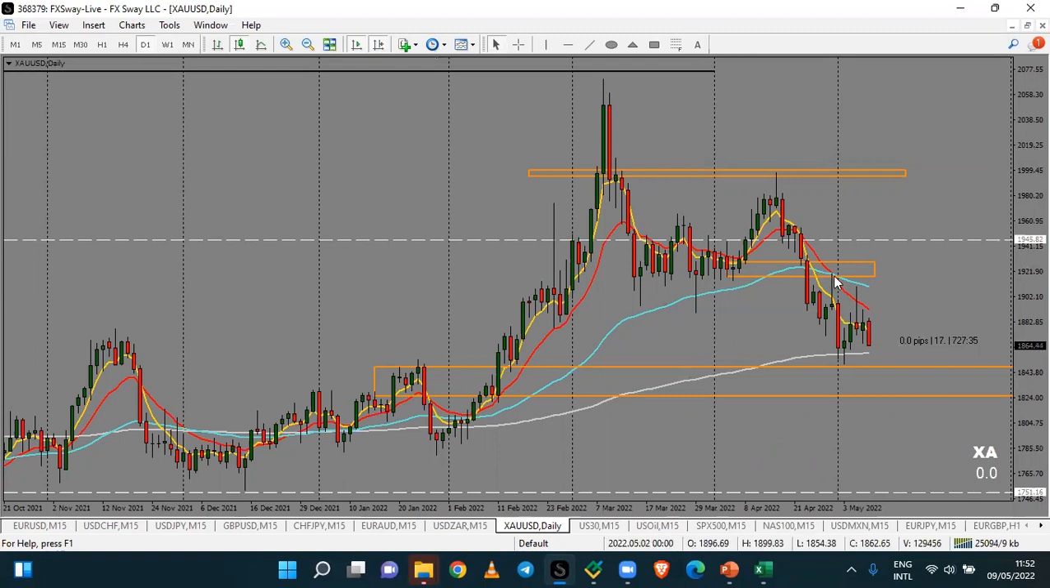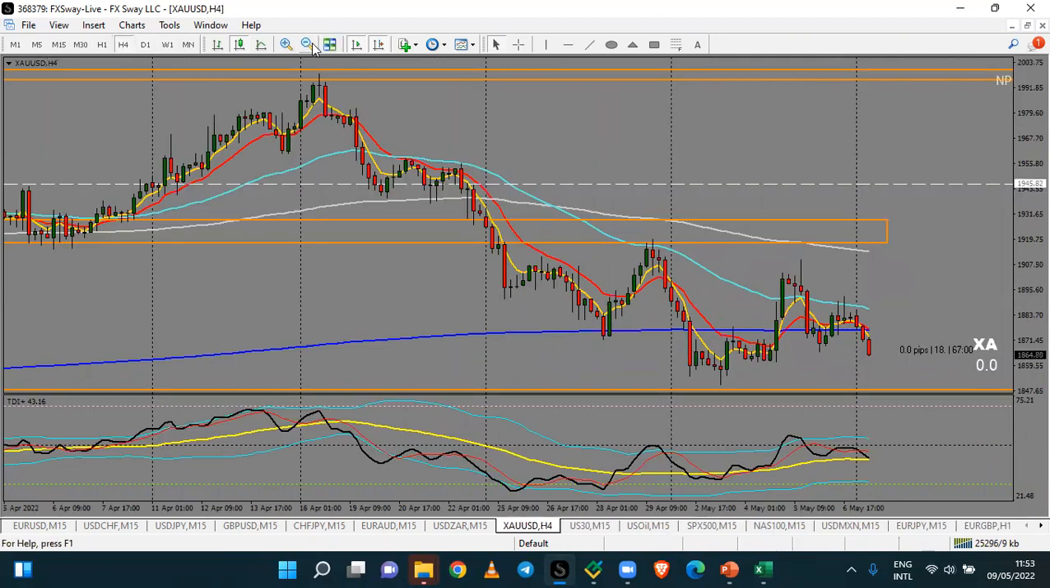Oh, it has already retested the mitigation block here. You see this retest here? This is a retest on the mitigation block. On the daily, we had the first level, a very good consolidation. And this is a very big level also. And we are around the 200 EMA. This area is very tricky.